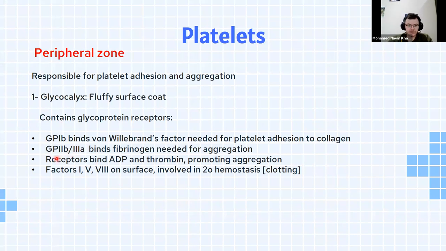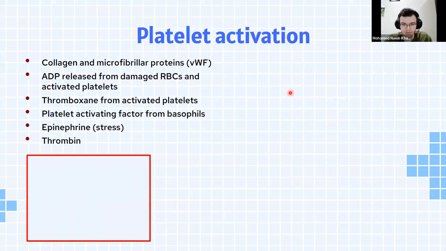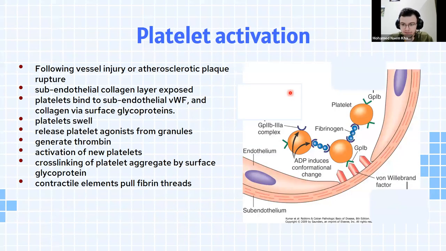Now, the second one, which is GP2B and 3A. Where are these found? Also on the platelet, okay? And with fibrinogen, they are for the platelet aggregation. Let me show you a picture, because we're going to make it 10 times clearer. Where's the picture? Yeah, this picture.